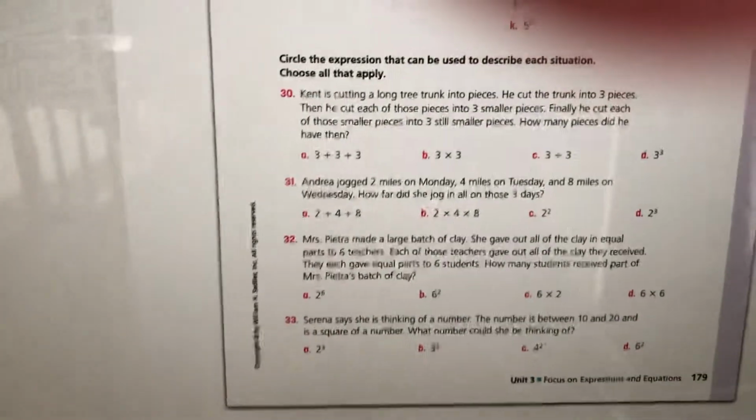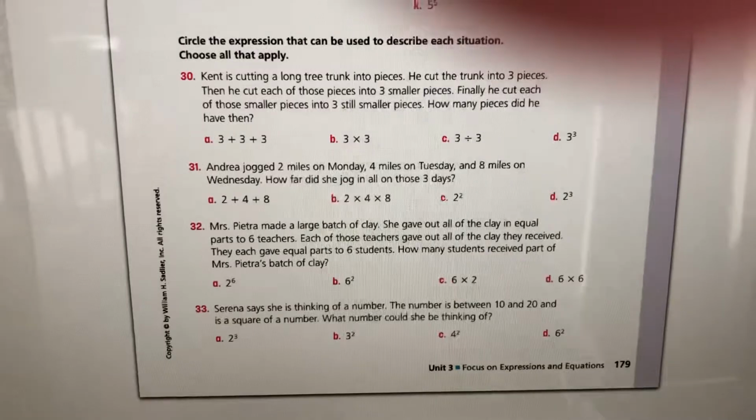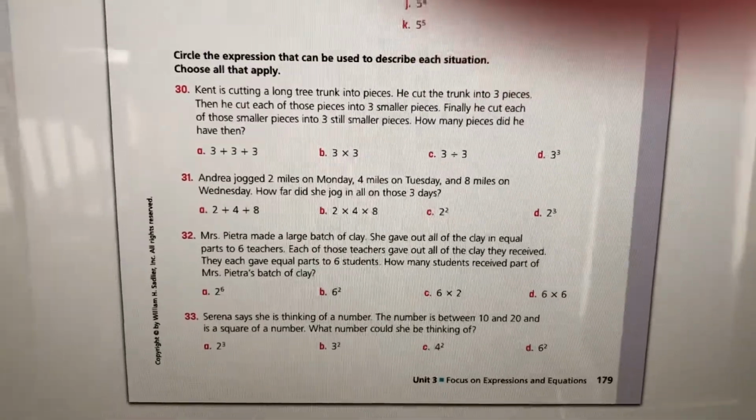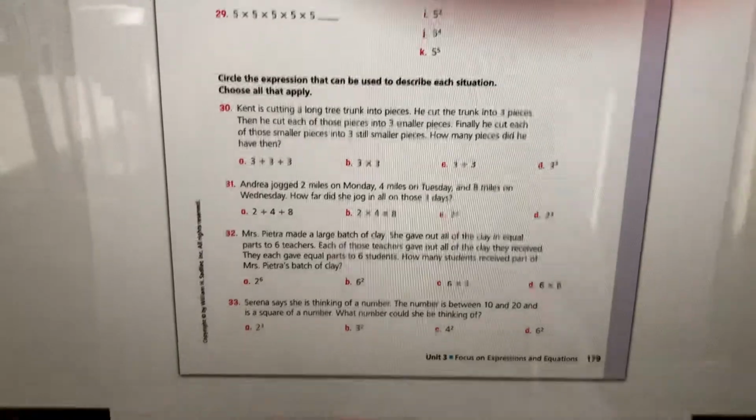The question is, Andrea jogged 2 miles on Monday, 4 miles on Tuesday, and 8 miles on Wednesday. How far did she jog in all those 3 days? So we need to write an expression for this one.